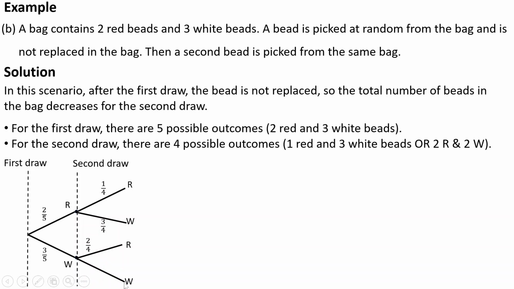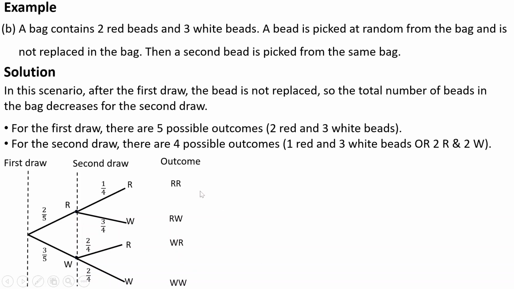Now here the probability of picking a white bead: if they picked a white bead and did not replace it, then for the second pick, if it is white, the number of white beads had been reduced to 2 out of 4. So it will be 2/4 as well here. Then the outcomes would be red red, red white, white red, and white white.